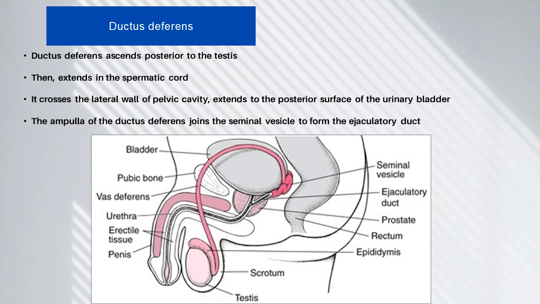Okay, let's look at the anatomical structure of ductus deferens. From the tail of the epididymis, ductus deferens will ascend posterior to the testis. Then, as ductus deferens is part of the spermatic cord, it will pass through the inguinal channel. Then, it will cross the lateral wall of pelvic cavity. After that, it extends to the posterior surface of the urinary bladder, and the end part of ductus deferens, which is the ampulla of ductus deferens, will join the seminal vesicle or seminal gland to form a structure called ejaculatory duct. Okay, that is quite a long journey for the sperm cell to travel in the ductus deferens, isn't it?